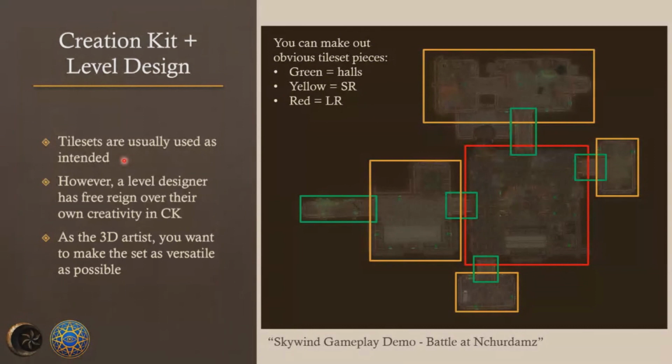For a 3D person, tile sets are usually used as they're intended. Here in this first section, it's used basically by the book. You've got these greens, which are hall pieces. You've got the yellows, which are small rooms. And then you've got the reds, which are large rooms, more vertical. But once it's in the hand of the level designer, once it's in Creation Kit, it's up to the level designer to figure out what they want to do. It's up to their creativity. So you hand it off and they do whatever they want.